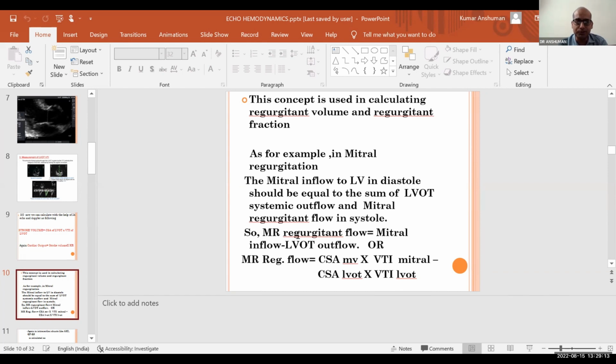So the amount of regurgitant flow you can calculate by just subtracting the amount of blood flow which came into the LV and what went out of the LV into the aorta. The rest of the blood is the MR regurgitant flow. So how will you calculate this amount of blood?